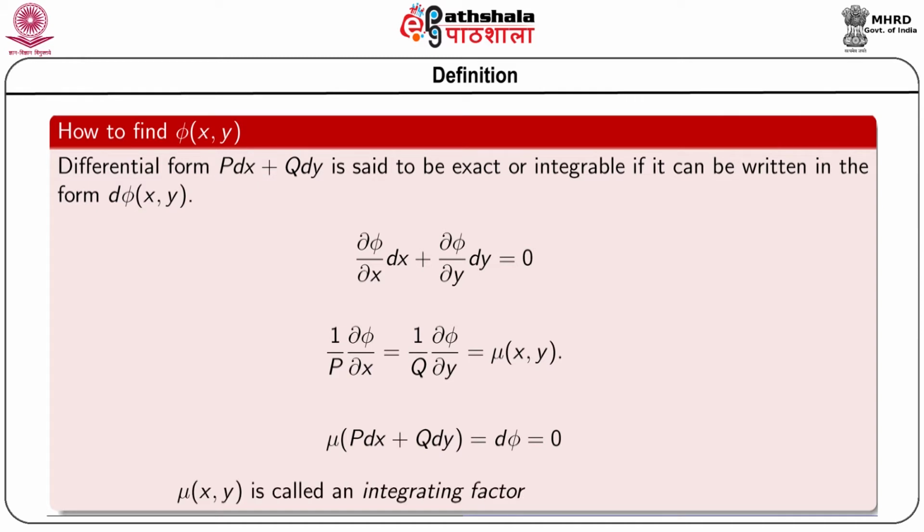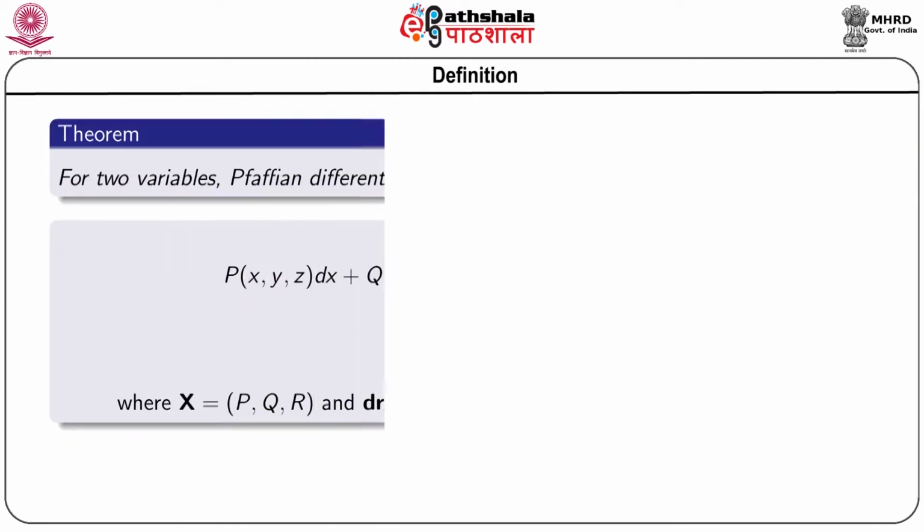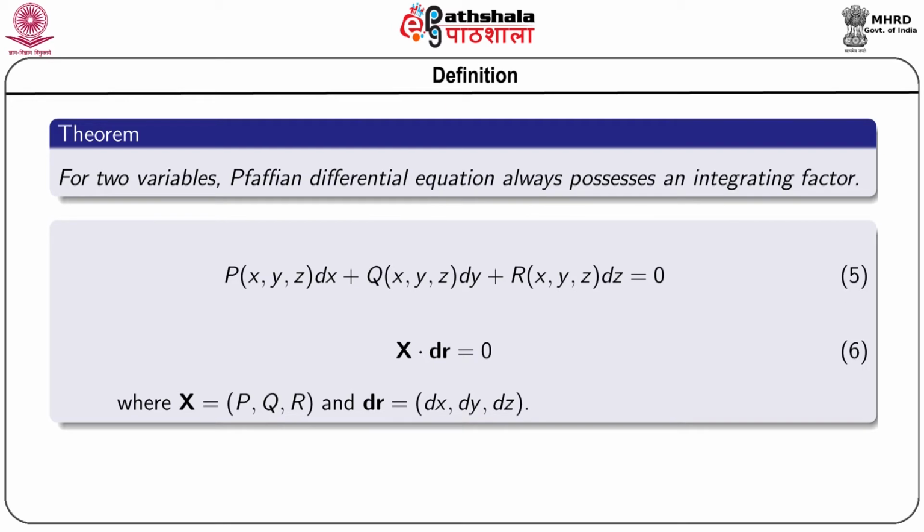So, to make the equation integrable, we need to multiply P dx plus Q dy with a factor mu(x,y), so that the expression mu (P dx plus Q dy) equals an exact differential d phi. And we can establish that for 2 variables, a Pfaffian differential equation always possesses an integrating factor.